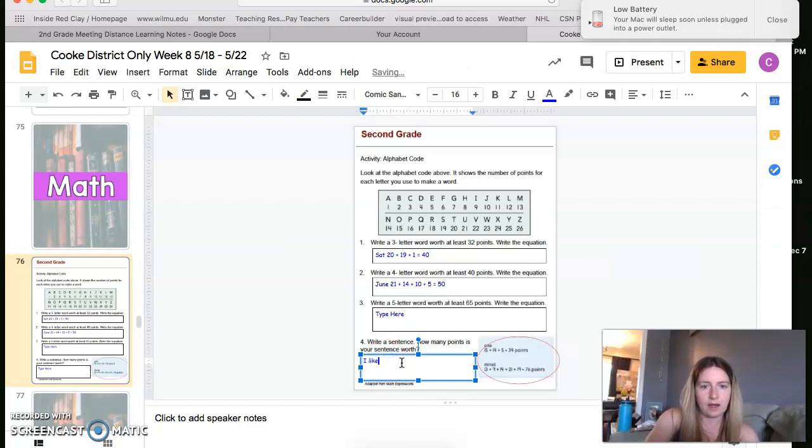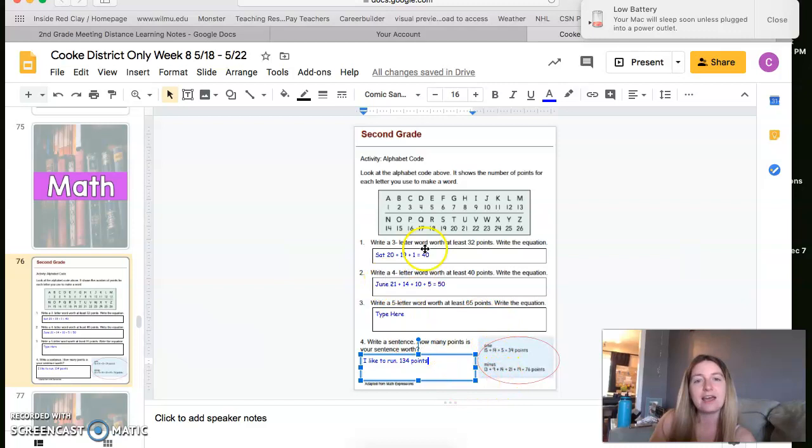So I would type my sentence and how much it's worth. So I like to run, and then I would do my equation. Actually, it doesn't say you have to write an equation, so you can just write your total amount of points. I'm going to write 134 points. So have fun with this activity. You can come up with your own words. You should not use sat and June or 1 and minus. And see how much they're worth.